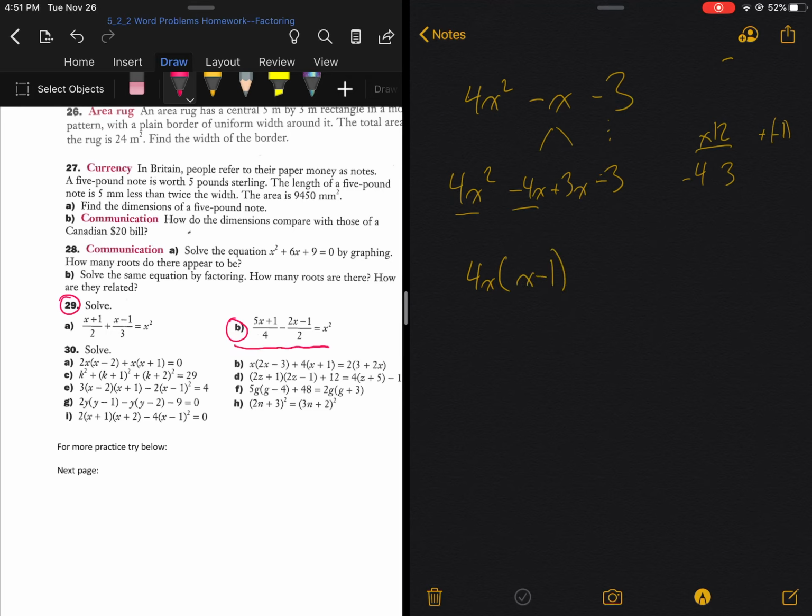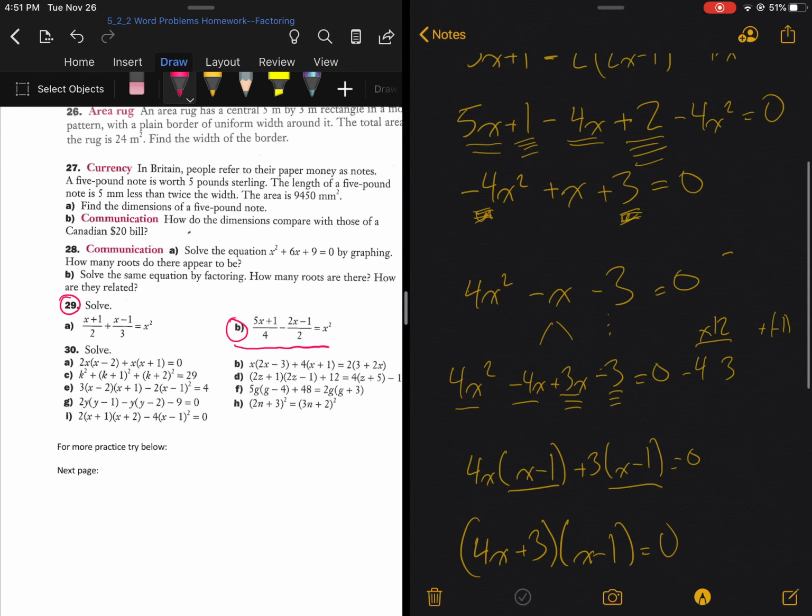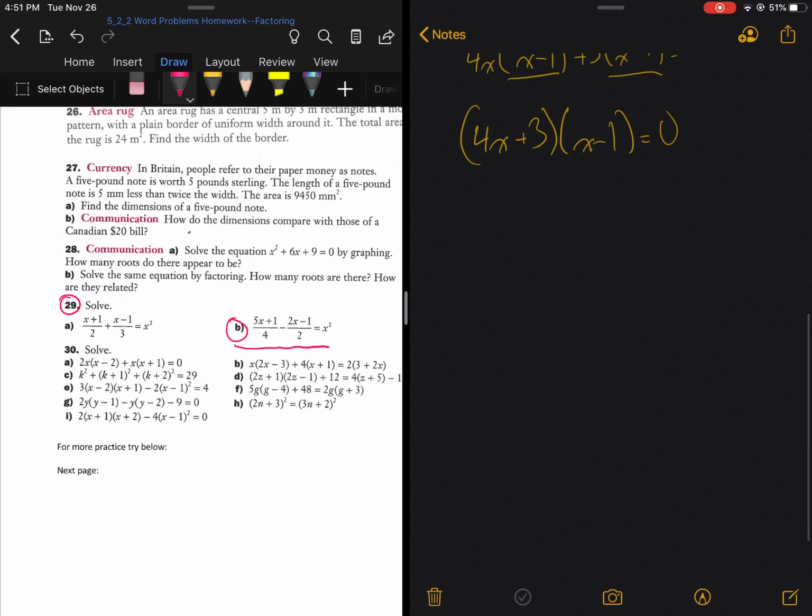Now let's factor. Common factor here and here, 4x. And what are we left with? x − 1. What's common between this and this? Well, plus 3. And what are we left with? x − 1. So what do we have? (4x + 3)(x − 1) = 0. Oh, by the way, all of this equals 0.